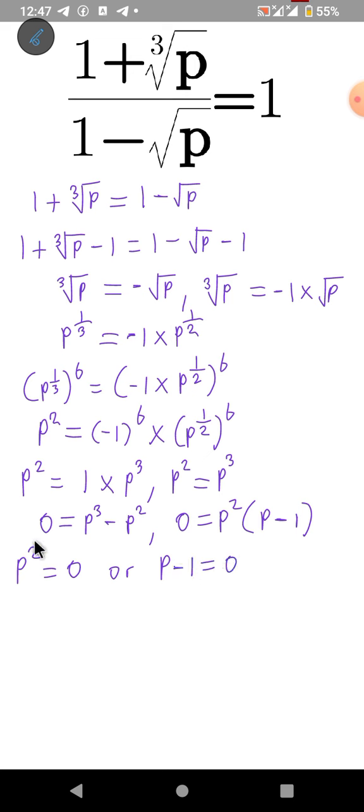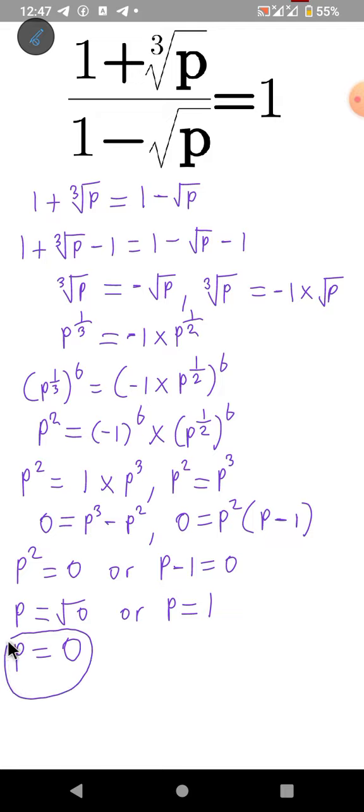Then now, I will take the square root of both sides in this equation so that I'll remove this power of 2 here. So when I did that, I got p equal to the square root of 0. Or then this other part, I'm going to take this minus 1 to the right hand side. So we will now have p equal to 1. Then from here now, the square root of 0 is what? 0. So p is equal to 0. Now we have two solutions for p: p equal to 0 and p equal to 1. But the acceptable root of p for this equation is p equal to 0.